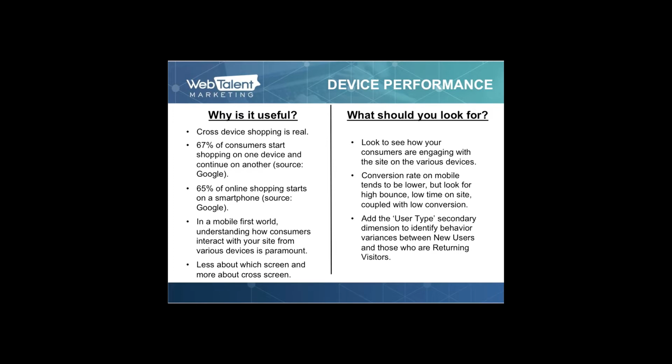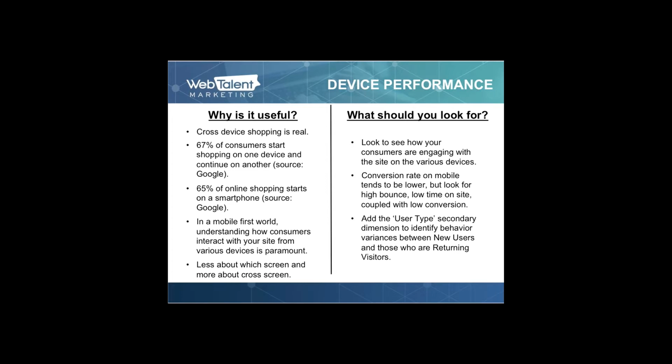A nice little pro tip is if you add the user type secondary dimension, it'll be able to determine how your new users and your returning users also interact by device. This is a good way to determine how new visitors from mobile differ from returning visitors on mobile, or even returning visitors on desktop.